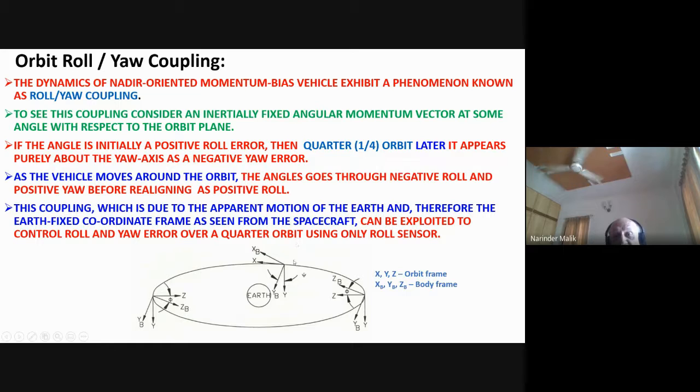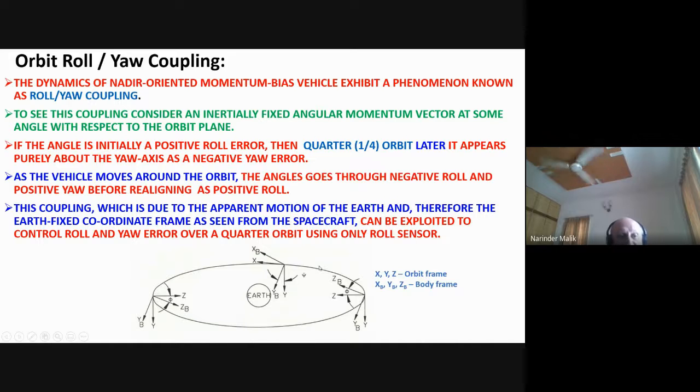Now that is equivalent to a yaw error. When you come to this point, it will be equal to a negative roll error. When you come here, it will be equivalent to a negative yaw error. So there is a roll-yaw conversion that is taking place. That is the orbit coupling, because of the orbit coupling.